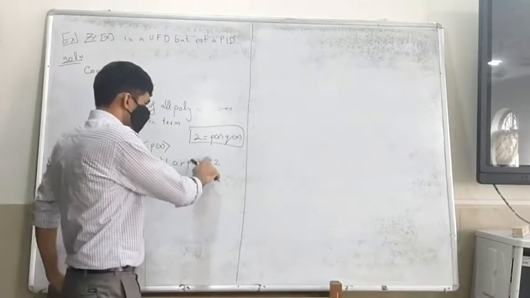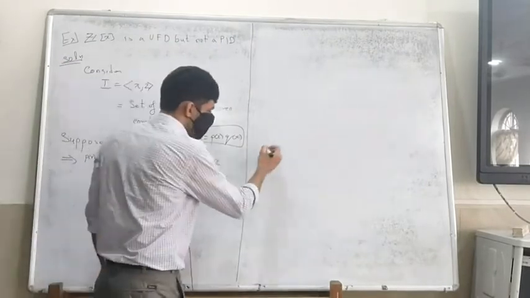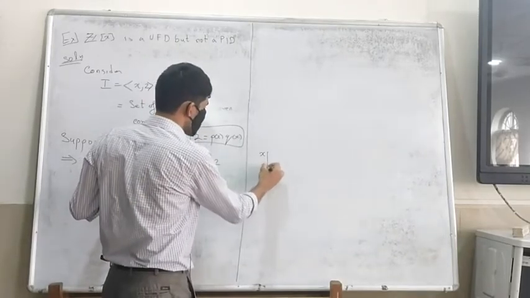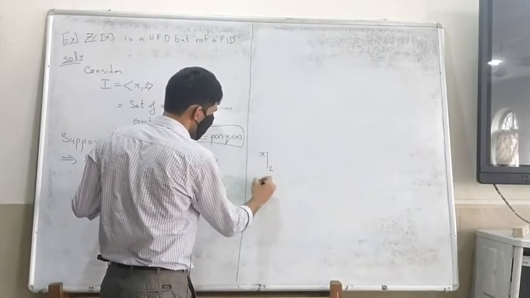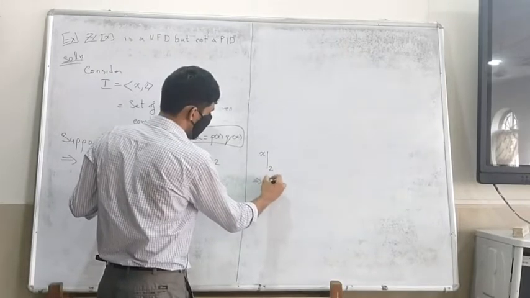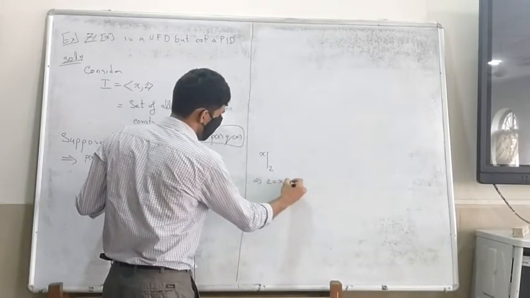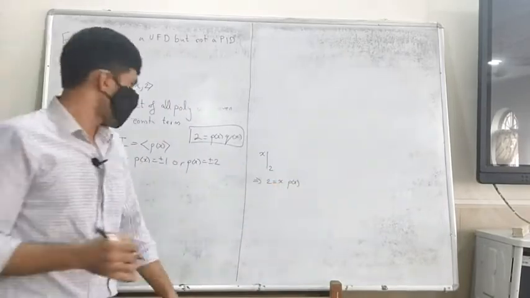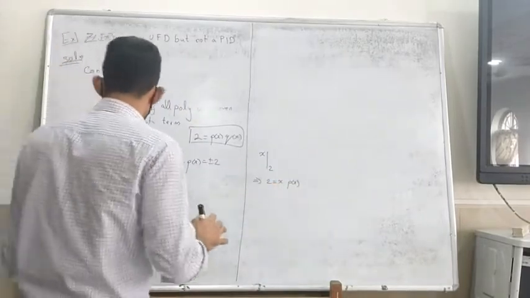Suppose x divides 2, you can check minus 2 also. What would this mean? That means you can write 2 as x times some p(x). This is never possible because this is a, I'm making a mistake.